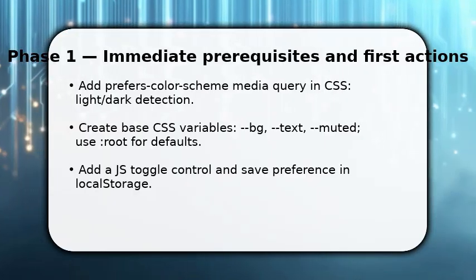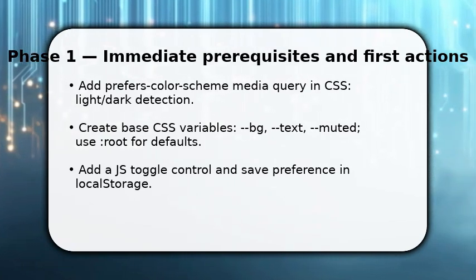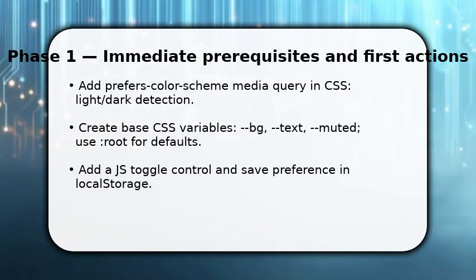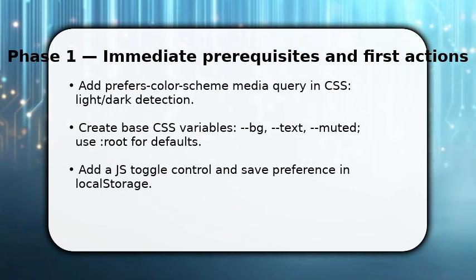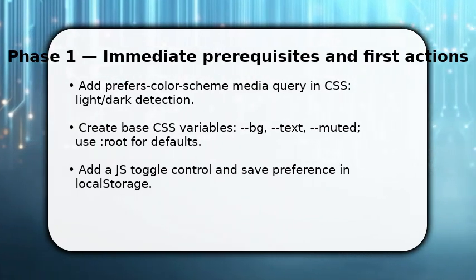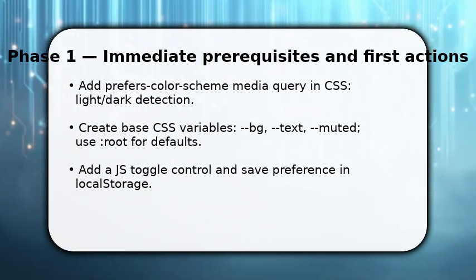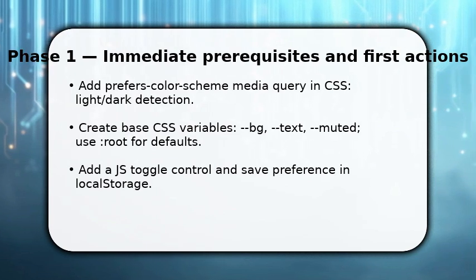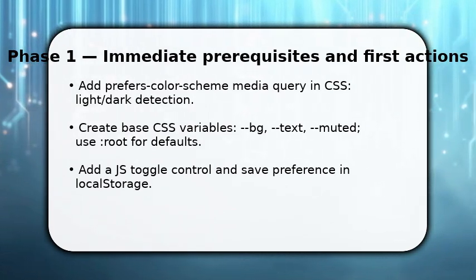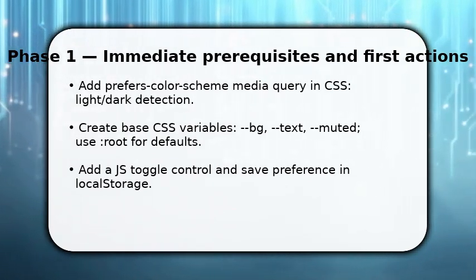You start by detecting and defining. Add the prefers-color-scheme media query so the browser picks dark when available. Next, set CSS variables, bg, text, muted, so you change theme in one place. Then add a visible toggle button and wire it to local storage. This ensures user choice overrides system settings.